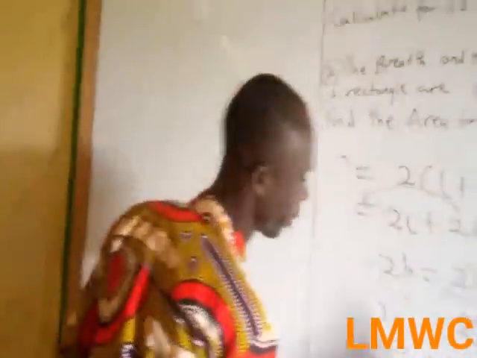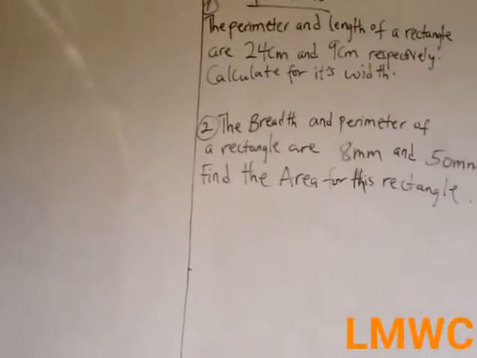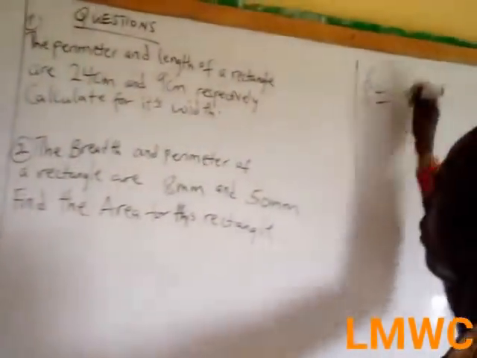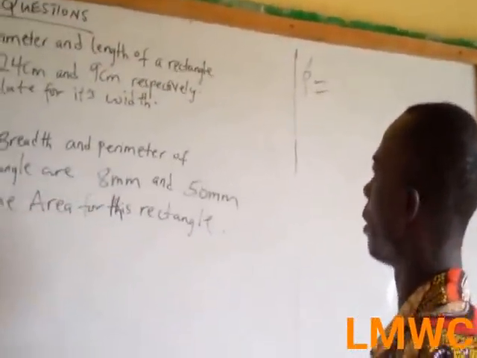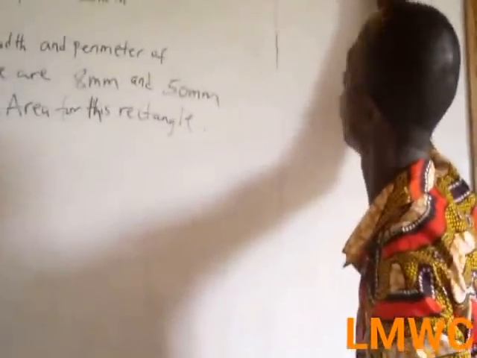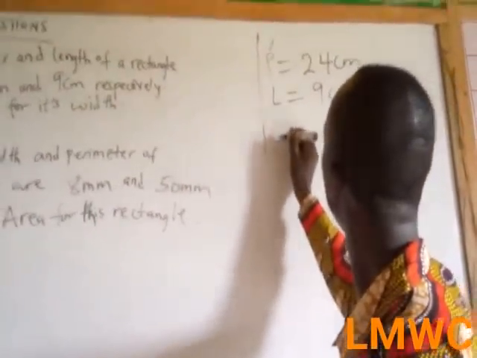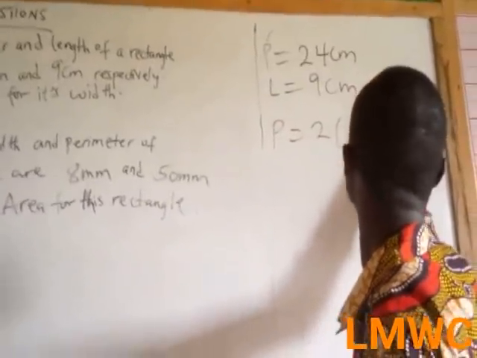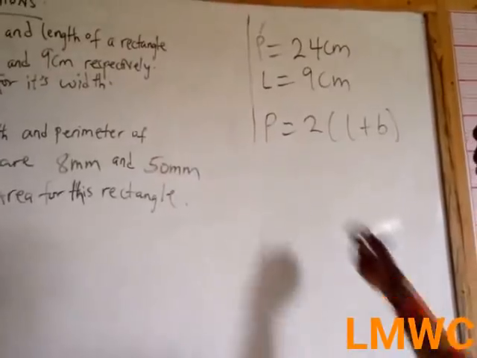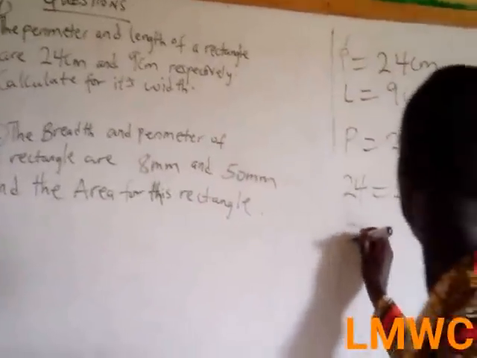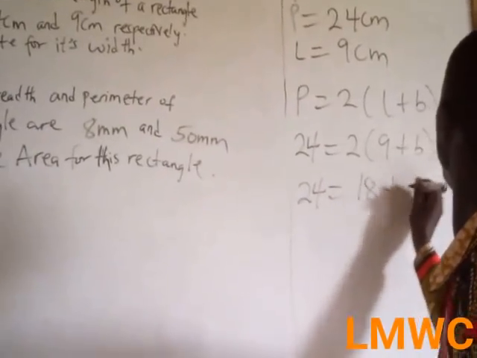So I have given you 2 questions that we are coming to solve. We have: the perimeter and length of a rectangle are 24 centimeters and 9 centimeters respectively. Calculate its width. So we know the perimeter is 24 centimeters and the length is 9 centimeters. We know the formula for perimeter as 2 times (L plus B). So I want to use the elimination by substitution approach. P is equal to 24, is equal to 2 times (9 plus B). So it becomes 24 is equal to 2 times 9, which is 18, plus 2B.